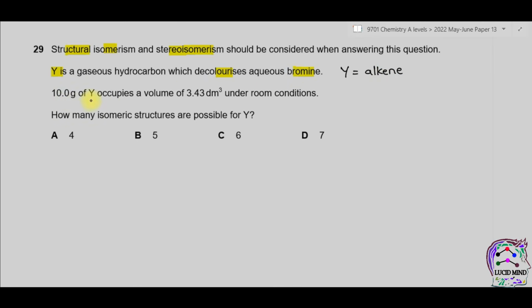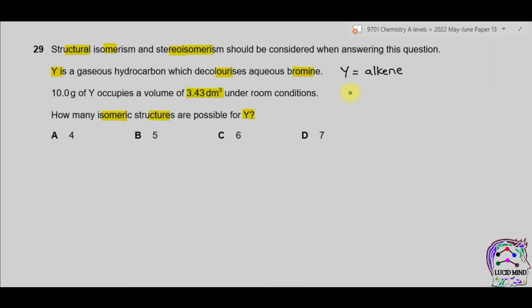Then we have 10 grams of Y that occupies a volume of 3.43 decimeter cube. So this is the volume under room conditions. How many isomeric structures are possible for Y? So let's try this one. First we have to find out the molecular mass and the structure of alkene. So the information given is the volume and mass.